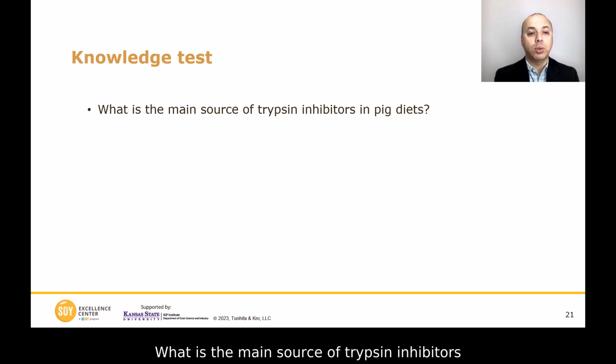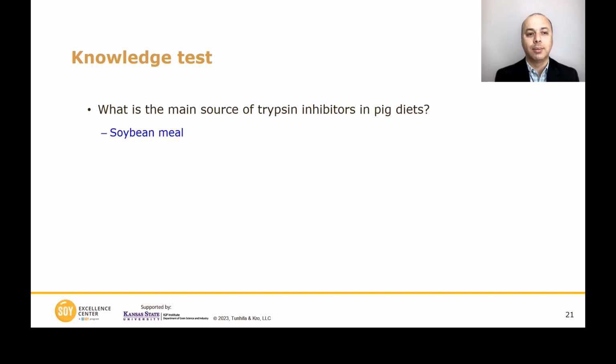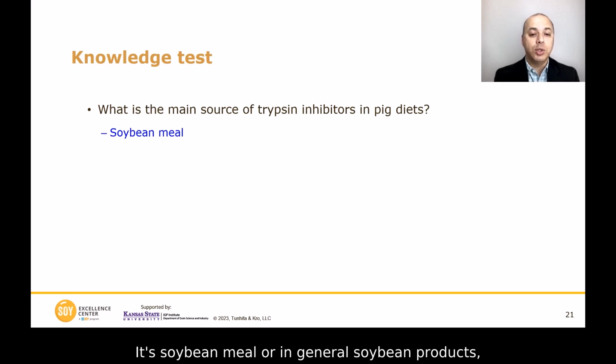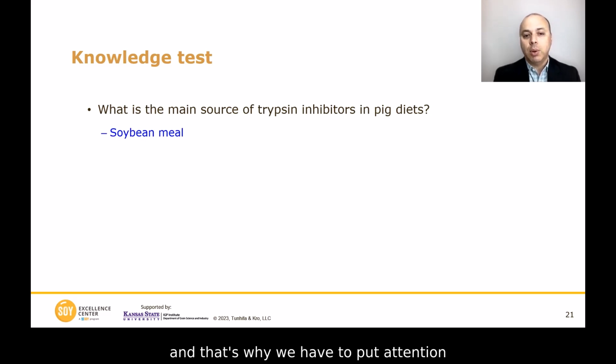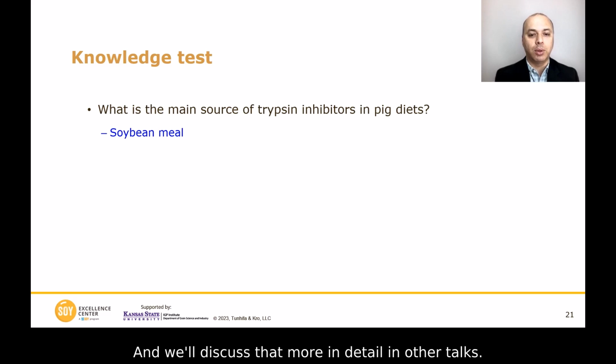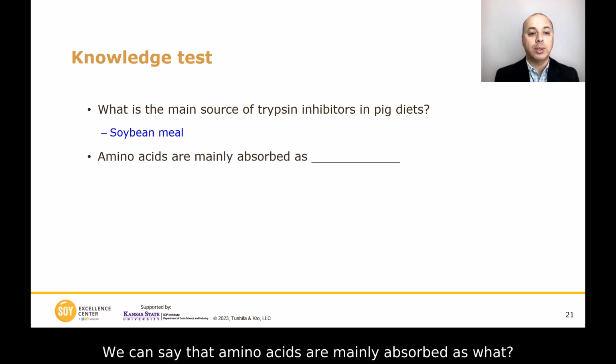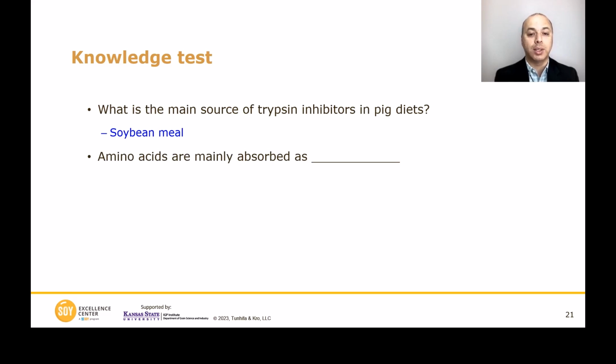What is the main source of trypsin inhibitors in the diet of pigs? It's soybean meal, or in general, soybean products. And that's why we have to pay attention to the quality of those products, and we'll discuss that more in detail in other talks. We can say that amino acids are mainly absorbed as what?